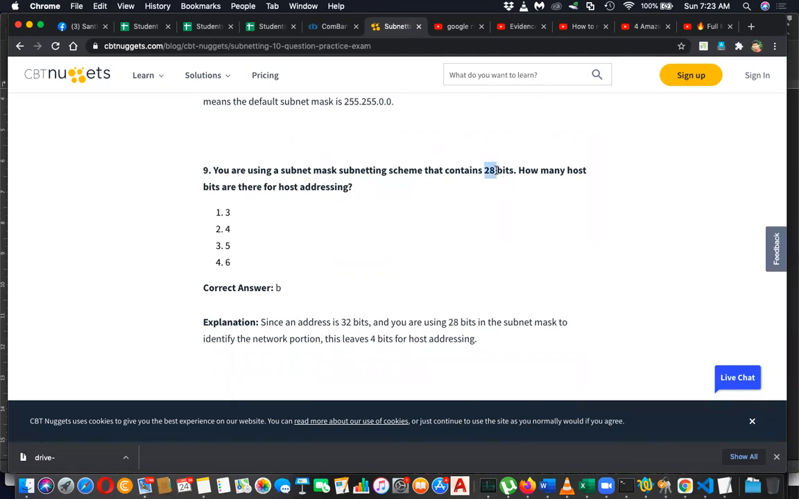So it's asking: 28 bits are allocated for the network, so the remaining 4 bits will be allocated for the computer numbering. That means we can take 2 to the power 4. How many bits are there for host addresses? There are 32 bits in total. When 28 are used, 32 minus 28, the remaining will be 4 bits. Answer is B. So see that, that's why I'm telling.